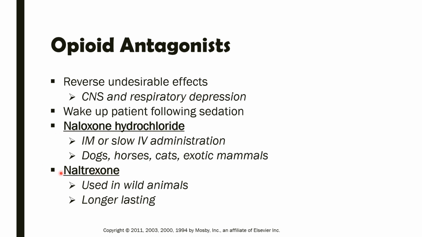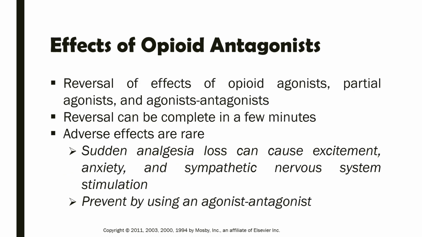We also have naltrexone. Naltrexone is another opioid antagonist. It is used more in wild animals, and it has a longer effect compared to naloxone. Regarding the effects of the opioid antagonists, again, they are reversal agents, so they will reverse the effects of the opioid agonist, partial agonist, and the agonist-antagonist. Of course, this includes the CNS depression as well as the cardiovascular depression.